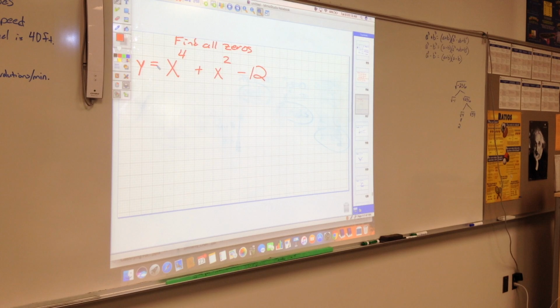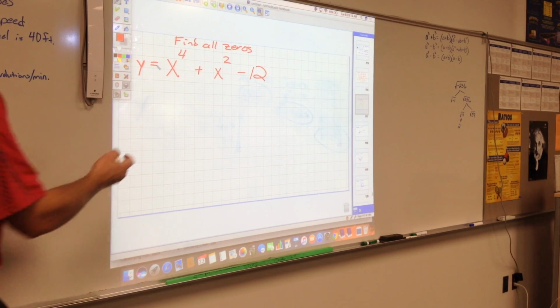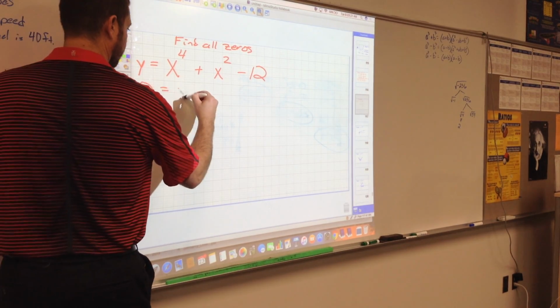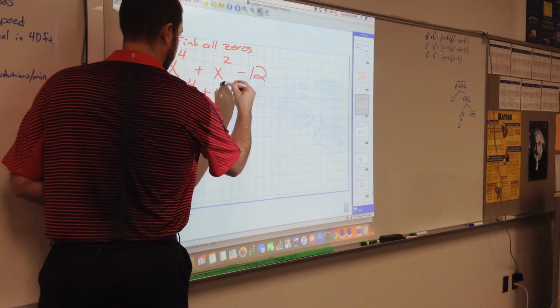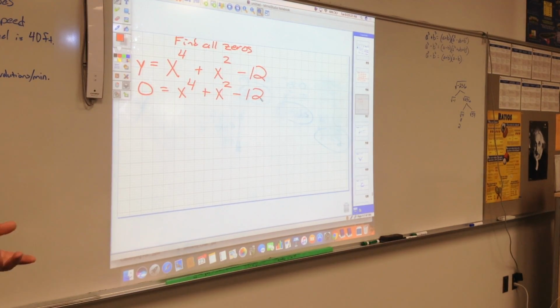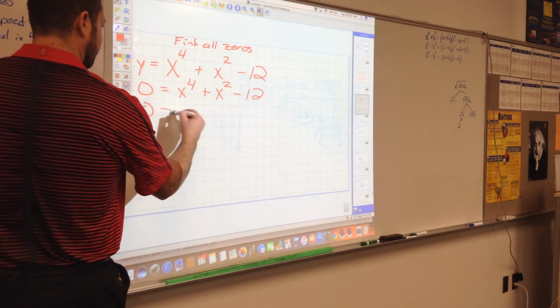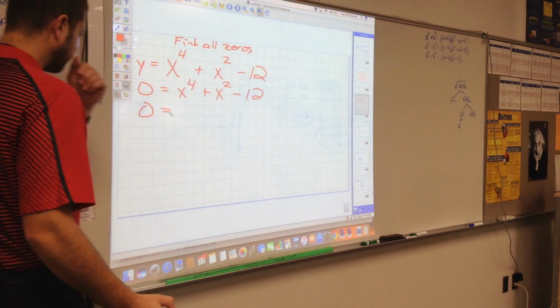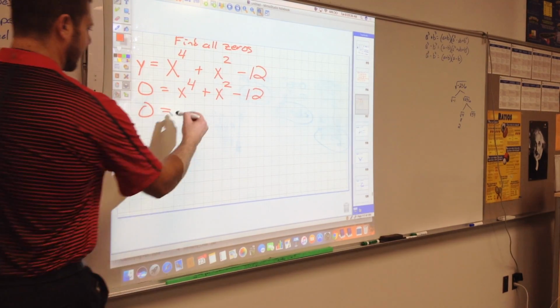So find all the zeros. Well, to find all the zeros, you set y equal to 0. And then it said find them all by factoring, right? This is a pretty easy factor. It's a trinomial. There is no greatest common factor.